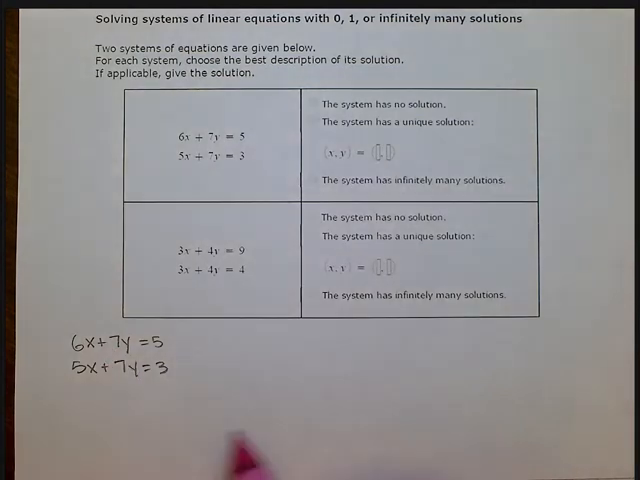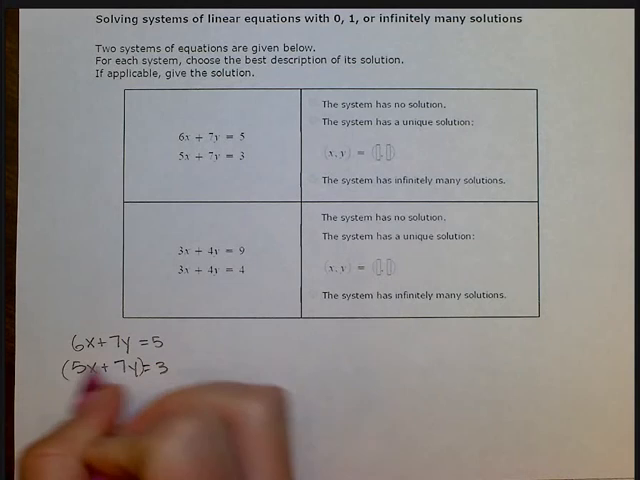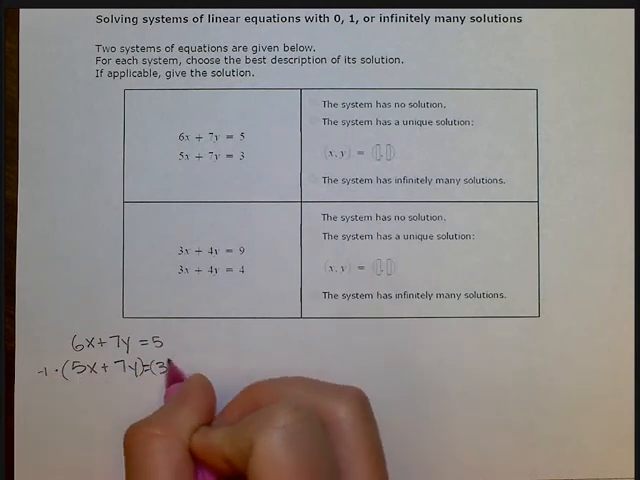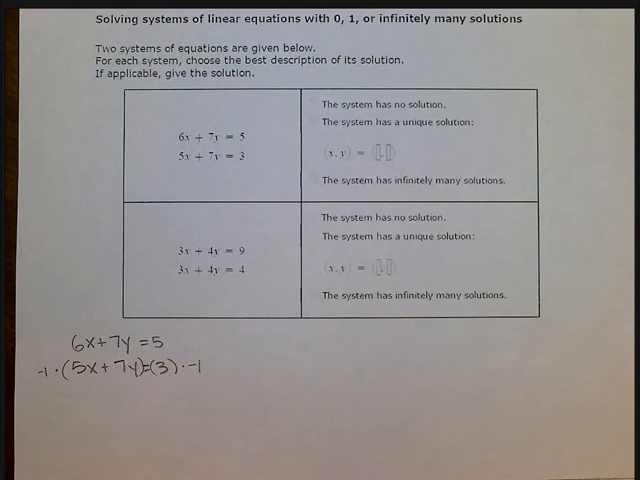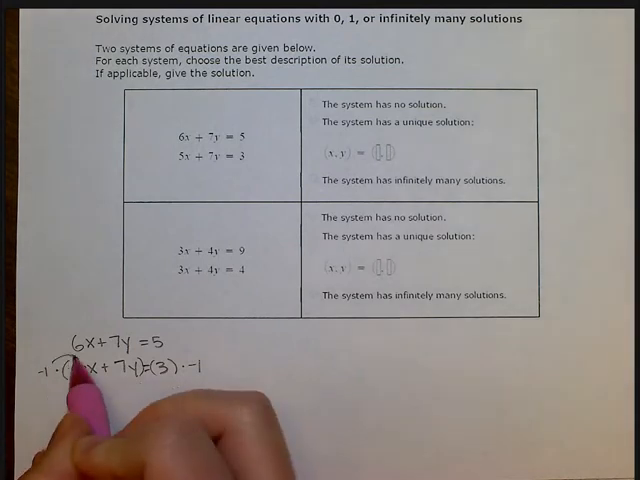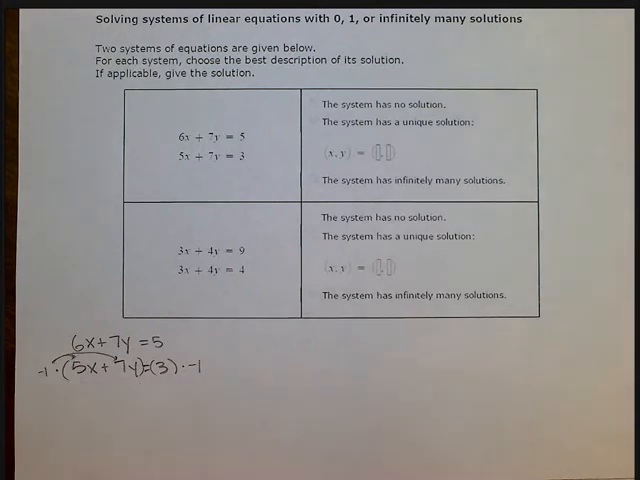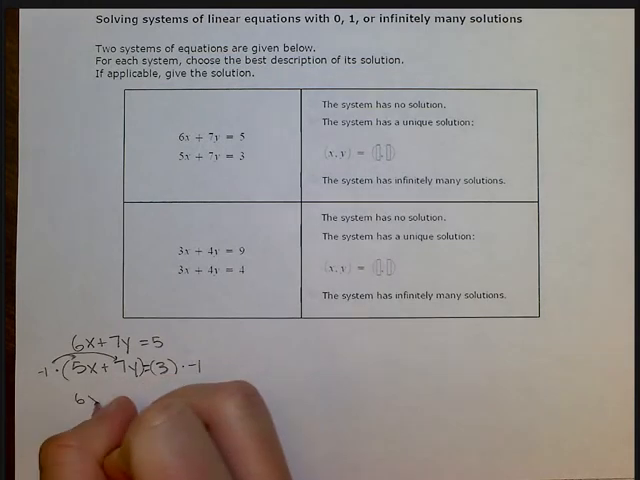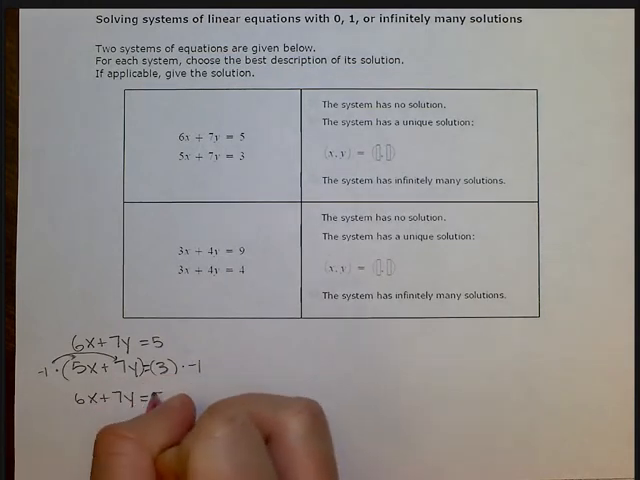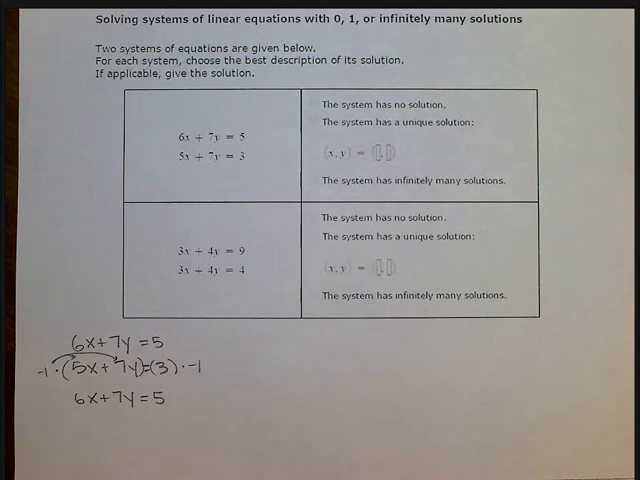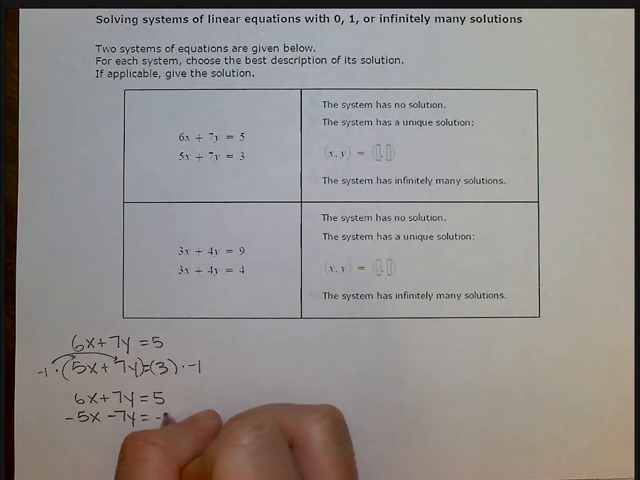I'm going to choose the bottom equation, so I'm going to multiply both sides of the equation by negative 1 to make that 7y become negative 7y. So I'm going to distribute that negative 1. So my new system is going to be 6x plus 7y equals 5 because that equation hasn't changed. And then I'll have negative 5x minus 7y equals negative 3.